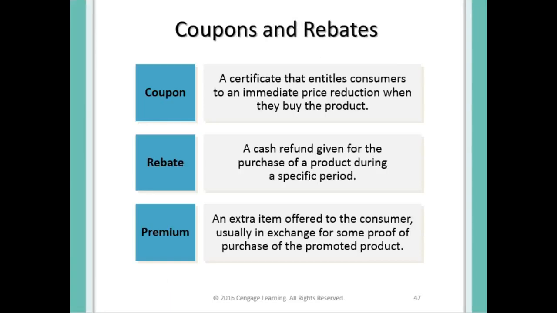All right, see if you'd be able to differentiate between a coupon or rebate and a premium. See if you'd be able to do that. The definitions are here as well: coupons, rebates, and premiums.